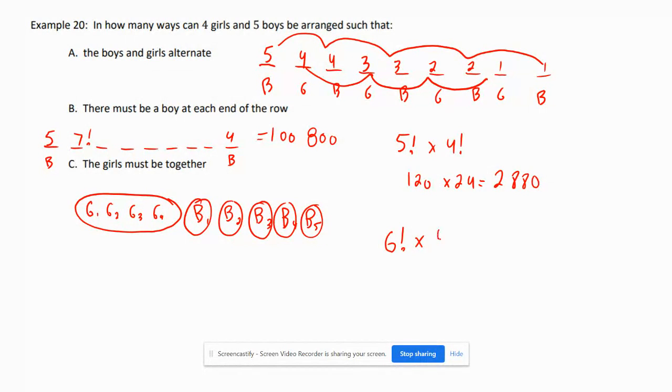But we have to multiply times 4 factorial because the girls do not need to be in this order or arrangement over here, and permutations is talking about the number of distinct arrangements. So how many ways can you arrange the 4 girls? It's 4 factorial. Okay, so 6 factorial is 720. 4 factorial is 24. Our answer for this question is 17,280.